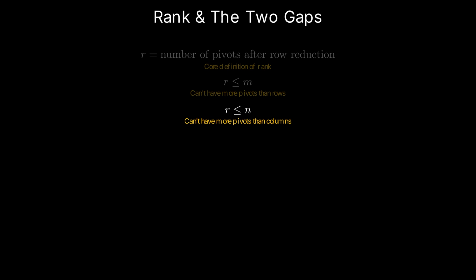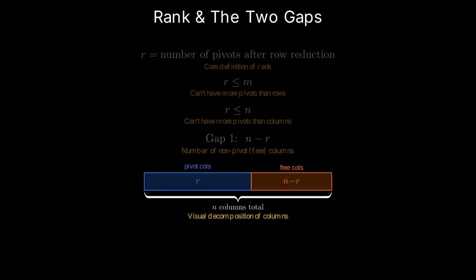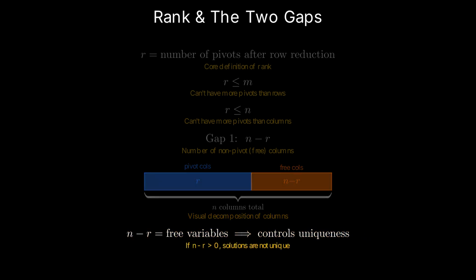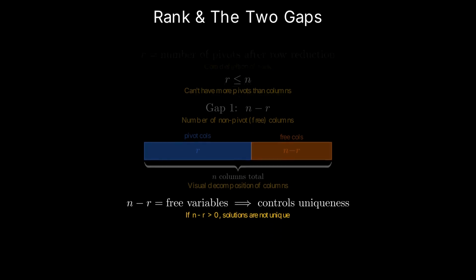Now, here's the key insight. Rank creates 2 gaps. The first gap is n minus r. That's the number of non-pivot columns, which become free variables, variables that can take any value. This gap controls uniqueness. So if n minus r is greater than 0, you have free variables, meaning solutions are not unique.